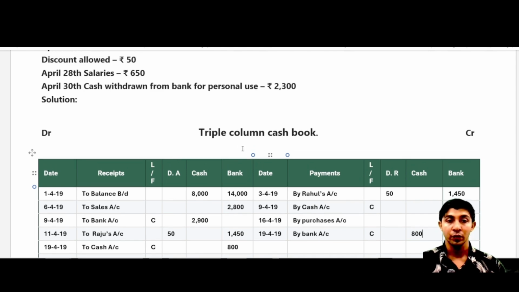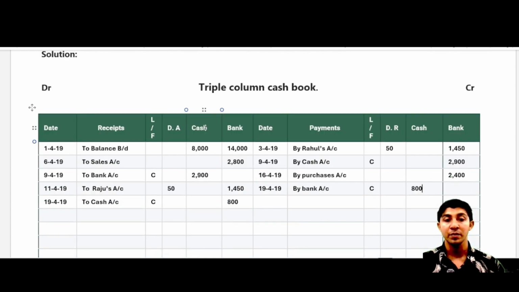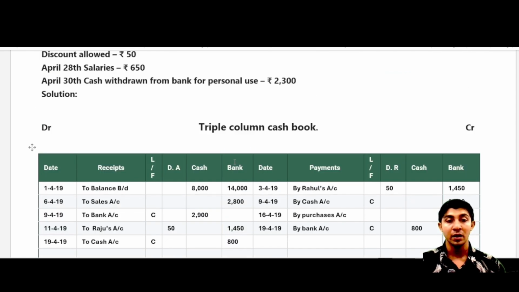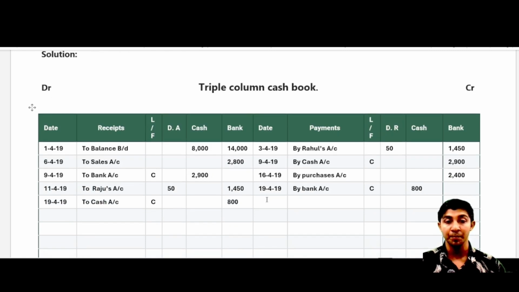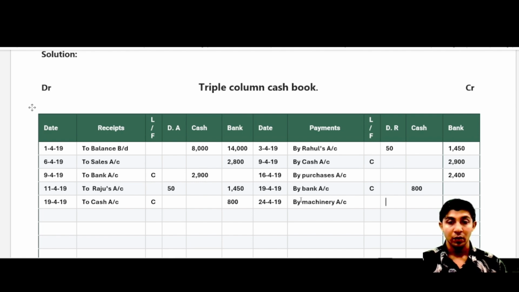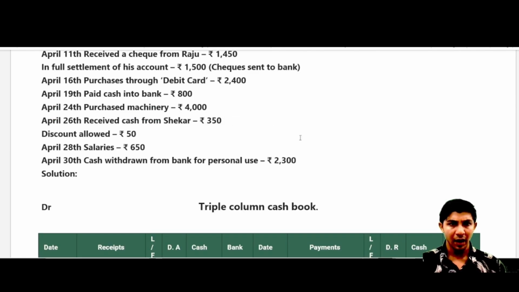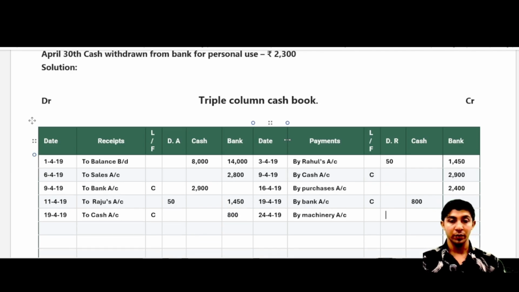Now let us move towards our next transaction, that is purchased machinery 4000. Purchased machinery ₹4000. When we purchase, money goes out of the business. And this transaction is on 24th April. So first we'll write the date on the payment side, 24th April 2019. And what we have purchased? We have purchased machinery. So here we need to write by machinery account. What is the amount? The amount is ₹4000.